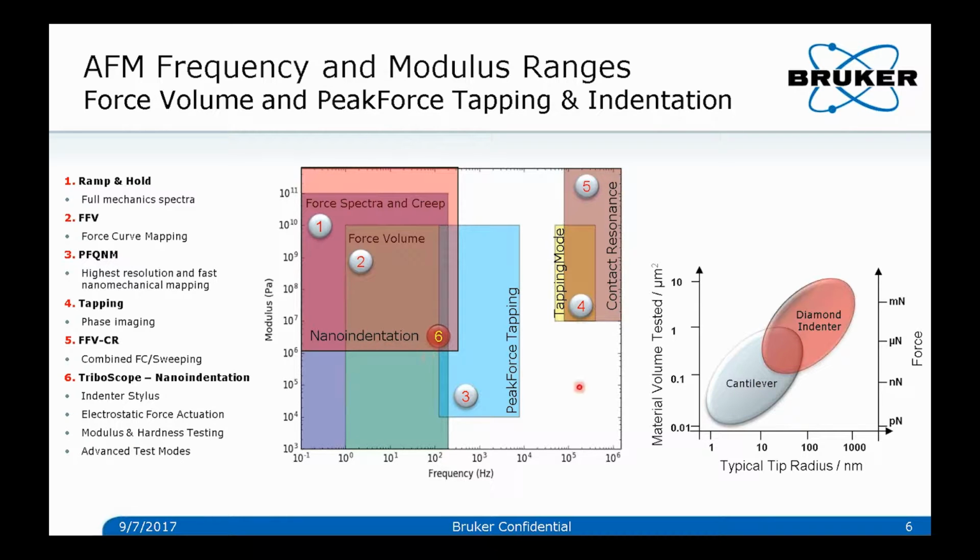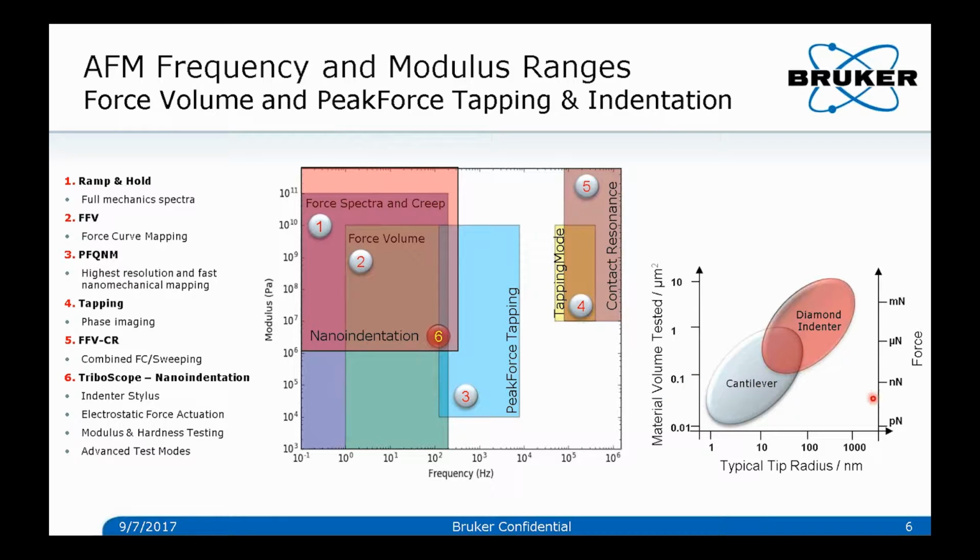On the right side here, you can see another plot of tip radius versus the forces or the volumes of material that we're testing. You can see that the cantilever has a typical radius of 10 nanometers or less, so it's much sharper than our typical diamond indenter that we use for indentation. So it's very sharp, it's very good for imaging and for testing small volumes of materials.